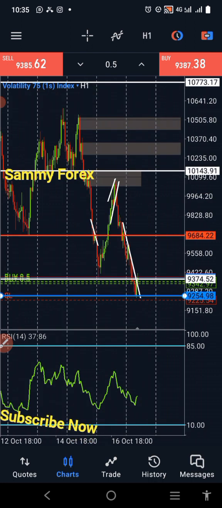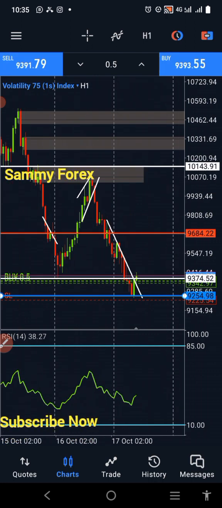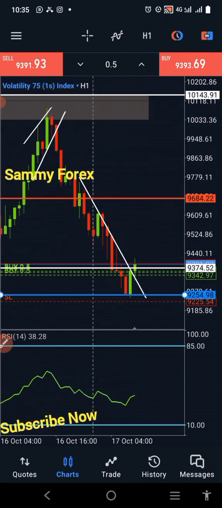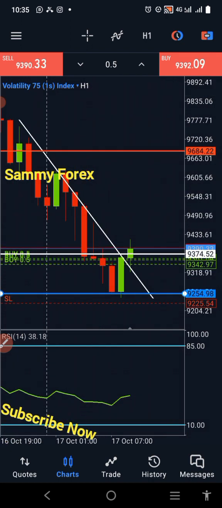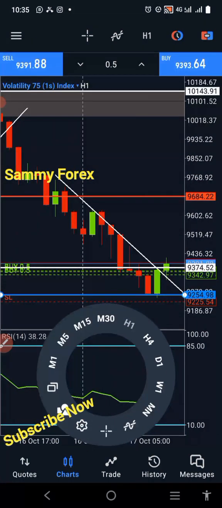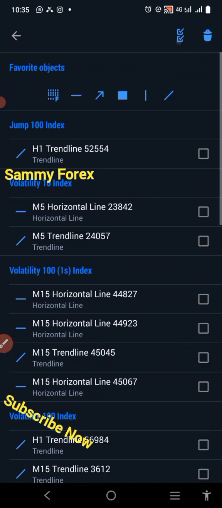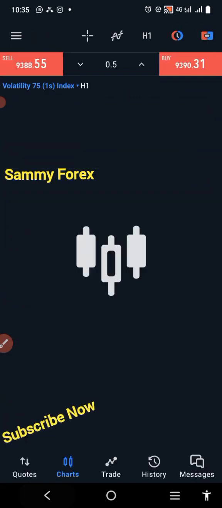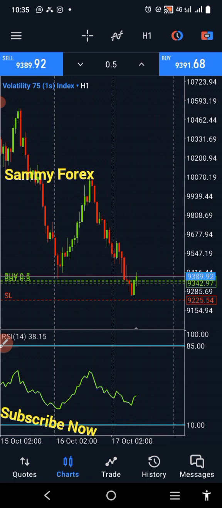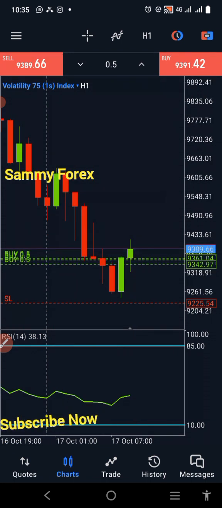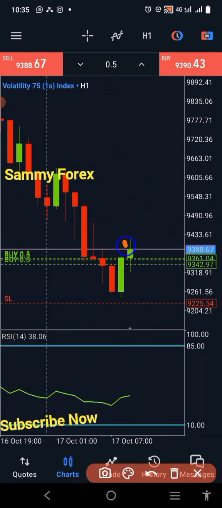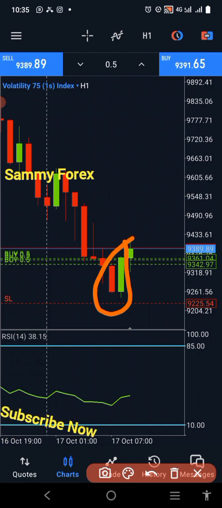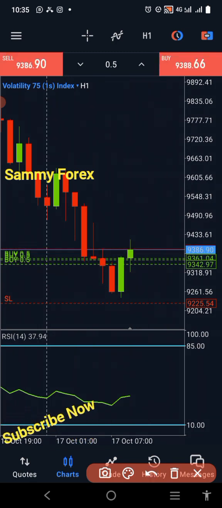Checking it this morning, I had another divergence on the 1 hour time frame, which got confirmed with a bullish engulfing candle, which is this candle. A bullish engulfing candle is a candle that closes completely above the previous candle.